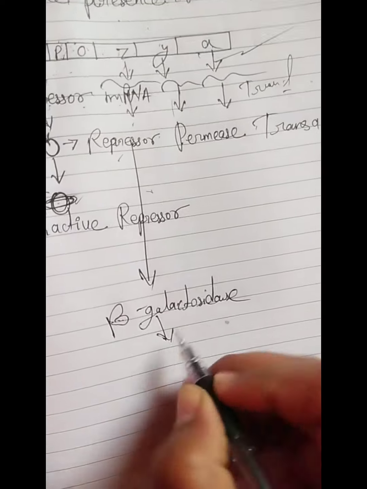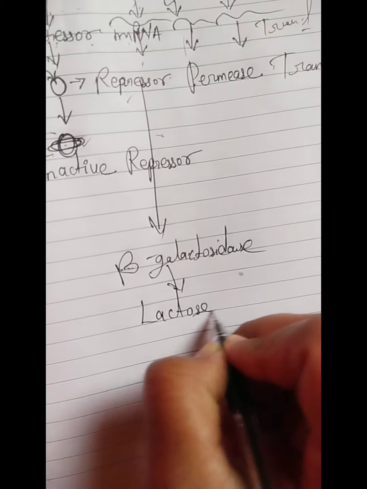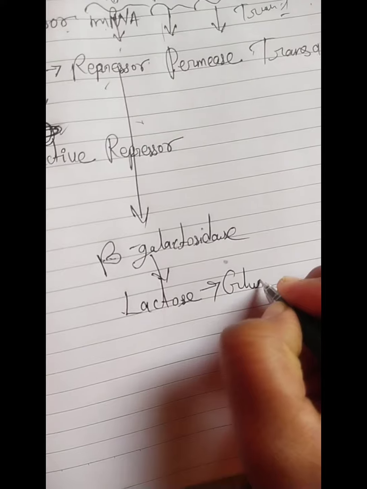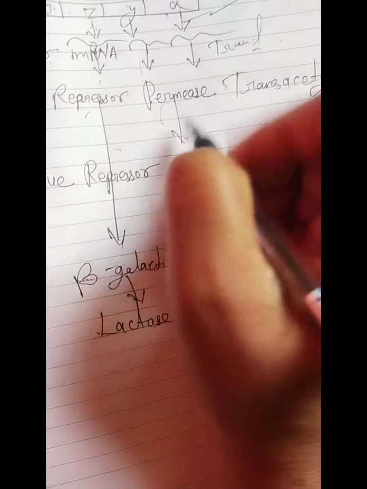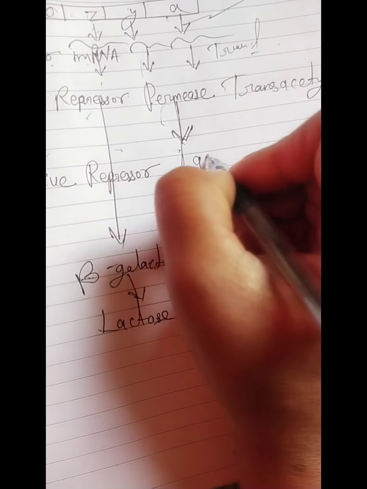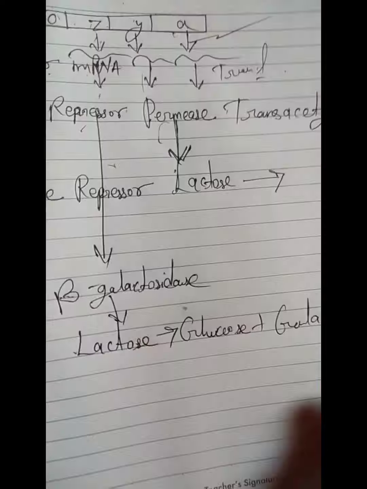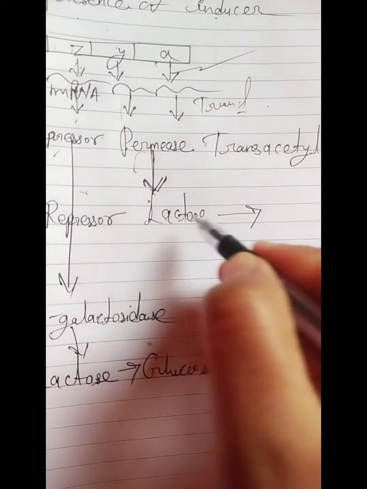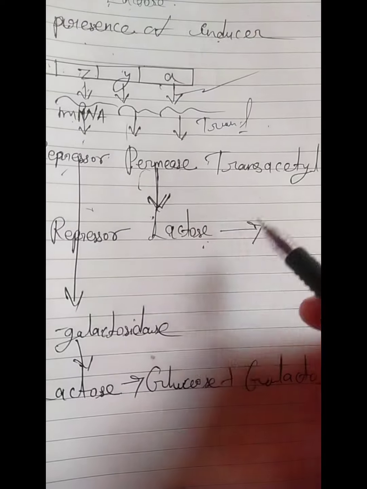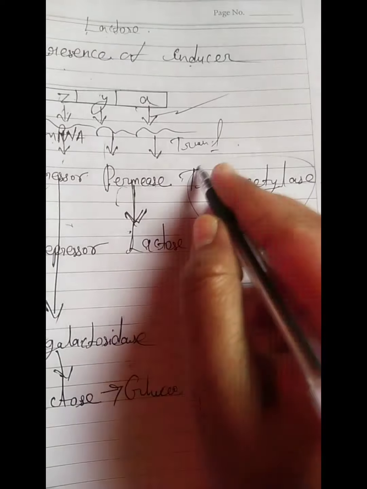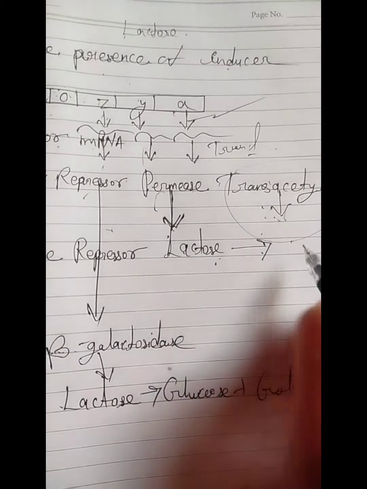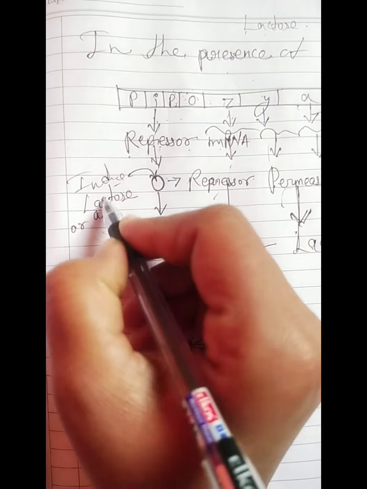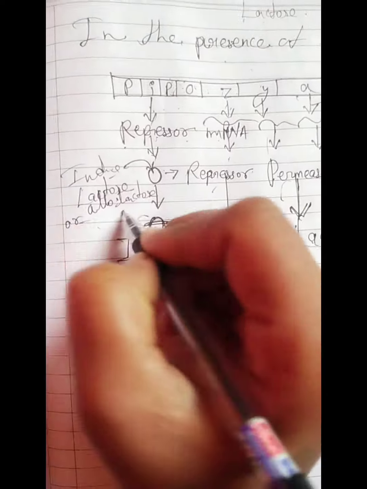Guys, here beta galactosidase breaks lactose into glucose plus galactose. Permease permits or allows lactose inside the bacteria's body. Means permease permits lactose inclusion inside the bacteria. And transacetylase function is still not known, but it is considered that it functions the same as beta galactosidase. Guys, here we can use lactose or allolactose. Both we can use.